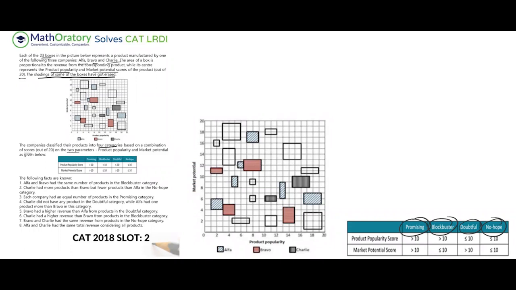Now if you recall what I explained a few minutes ago, the area will be proportional to the revenue obtained. And also there will be the number of products related to a particular company falling in whichever category, either the promising one, the blockbuster one, the doubtful one, or the no hope one. So there are two parts of the analysis here. One part is how many products are lying. The other part is what is the revenue of those products.